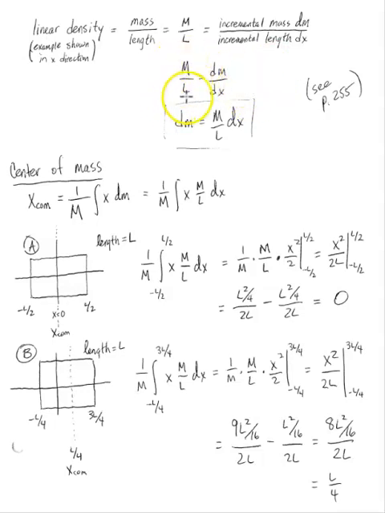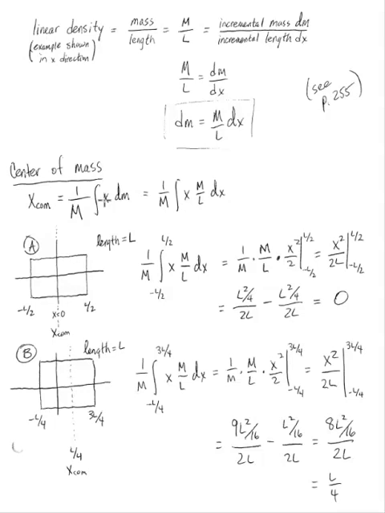So m over L is my linear density, and that's going to be the same as some incremental mass dm over the incremental length dx. So if I take that and solve it for dm, I get m over L times dx. When I look at our equation for center of mass, the coordinate for the center of mass is 1 over the total mass times the integral of x dm.